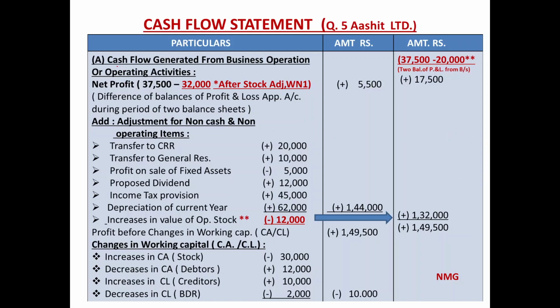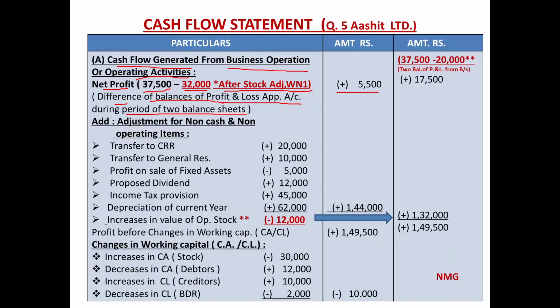Cash flow statement. First title, cash flow generated from business operation or operating activities. Net profit of the year. Differences of balances of profit and loss appropriation account during period of two balance sheets. 37,500 balance of profit and loss of the current year minus 32,000 after stock adjustment, working note number 1 that we saw just over here. So 37,500 minus 32,000, that gives the net profit of the year rupees 5,500.